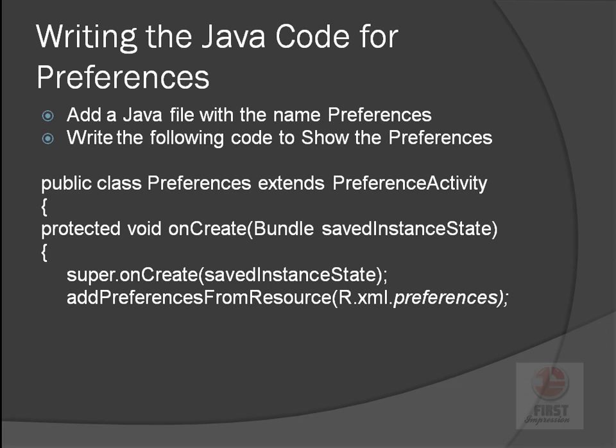This function makes sure that whatever preferences you have defined inside your XML file will be imported over here and the code for reading and writing those preferences will be added automatically. So you don't have to write any code to read or write the preferences. When you call this function add preferences from resource, this function does the job of giving you the code for reading and writing the preferences in the XML file. That was the code for the preferences.